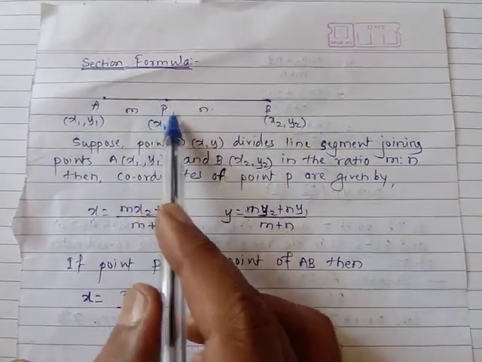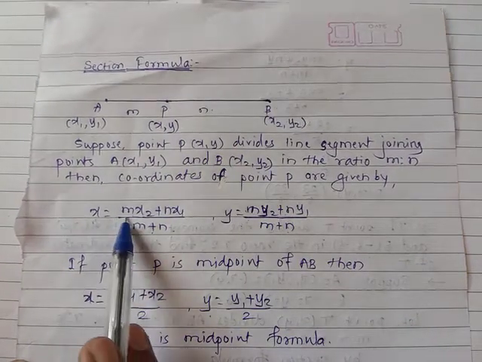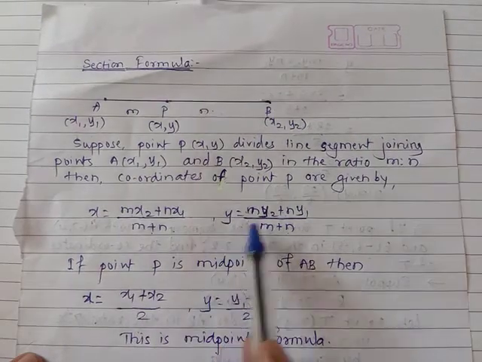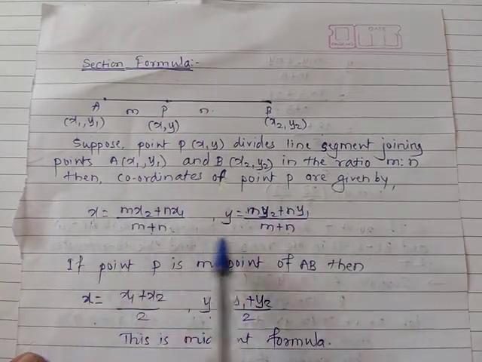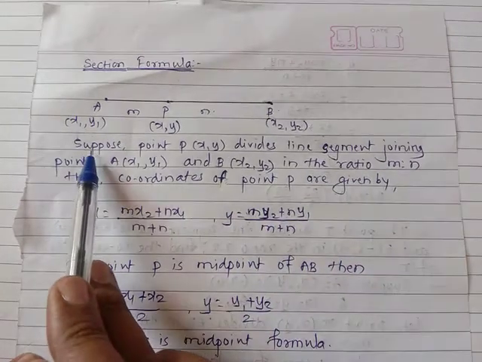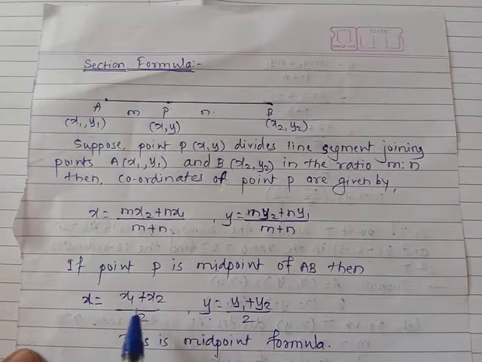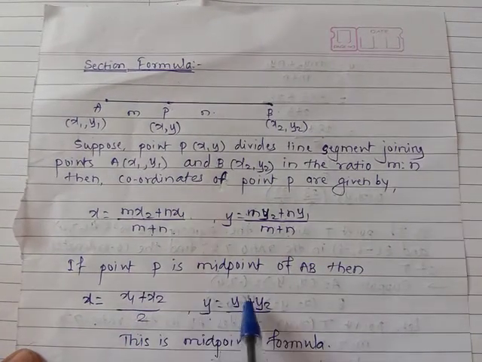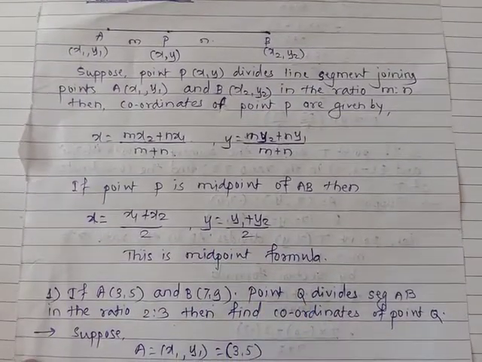Then the coordinates of point P are given by the formula x equals to mx2 plus nx1 upon m plus n, y equals to my2 plus ny1 upon m plus n. This is called as a section formula. If point P is midpoint of AB, then x equals to x1 plus x2 upon 2 and y equals to y1 plus y2 upon 2. This is called as a midpoint formula.